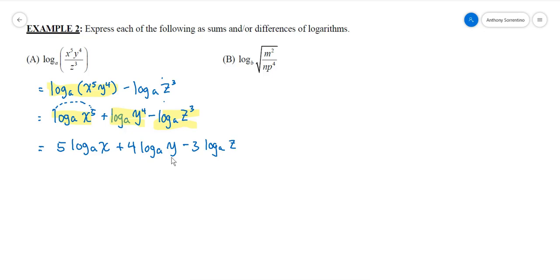So for b, I'm doing the log base b of m squared over n times p to the fourth, all to the 1/2 power. That's what the square root's doing. And so to really make this a little easier, I'm going to square root everything first. And that means that each one of these exponents, knowing that there's a 1 here for the n, is going to get multiplied by 1/2. So I'm going to have the log base b of m to the first power. n is going to be to the 1/2 power. And of course, p is just going to be p squared.